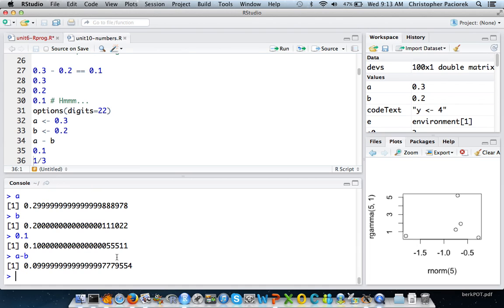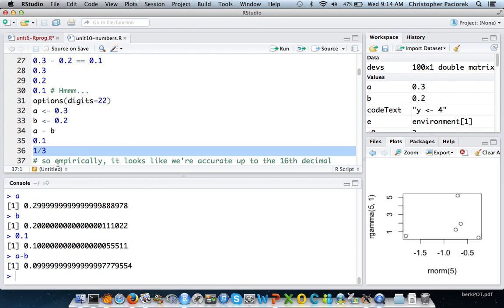And if I do A minus B, we'll see, okay, pretty darn close, something like 1 times 10 to the minus 16th difference between if we subtract 0.3 minus 0.2 and if we're comparing it to how 0.1 is represented, but they're not exactly the same, and that's why when we do equals equals, we see that it's actually false.